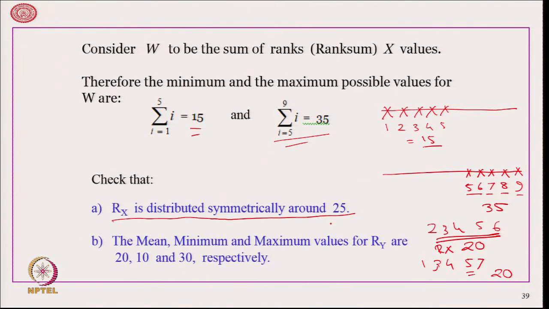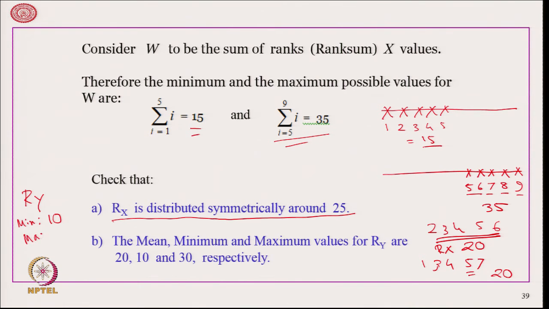In a similar way, one can check that if we consider R y, then the minimum value is equal to 10, when y observations are the first, second, third and fourth in the combined sorted array.